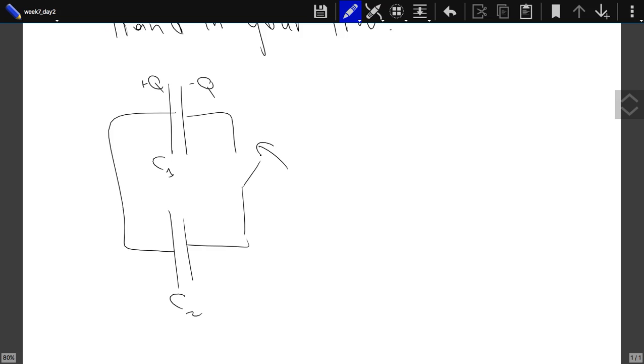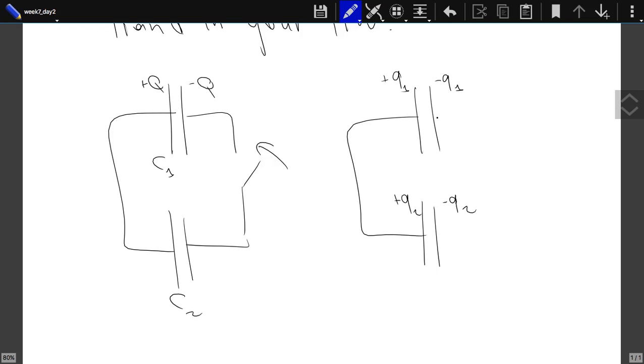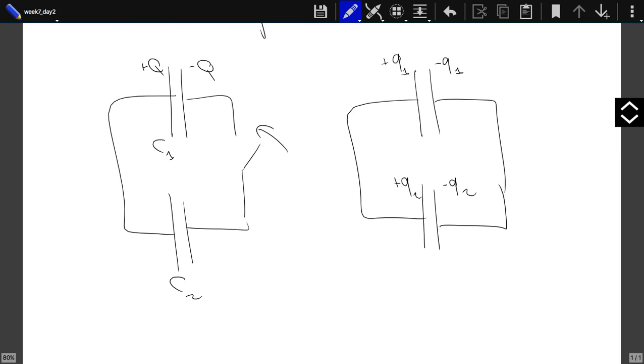When you close the switch, some charges will be distributed between these two capacitors. So let's say this will have a charge plus Q1 minus Q1. The other one will have a charge plus Q2 and minus Q2. And then you were first required to find what the charges are.